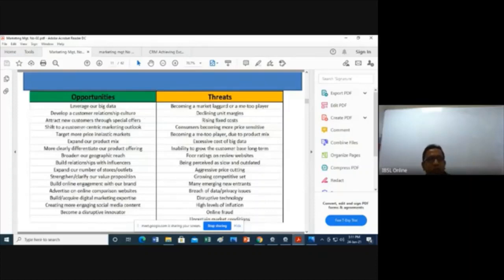Then come to opportunities: leverage on big data, develop a customer relationship culture, attract new customers through special offers, shift to a customer-centric marketing outlook, and so on. So these are all about opportunities and how to capitalize on your opportunities. The threats: becoming a market laggard or a me-too player, declining unit margins, we'll learn these words as we go, a rising fixed cost, consumers becoming more and more price sensitive, becoming a me-too player due to product mix, excessive cost of big data, inability to grow the customer base long term, poor ratings on review websites, being perceived as a slow and outdated bank, and so on.